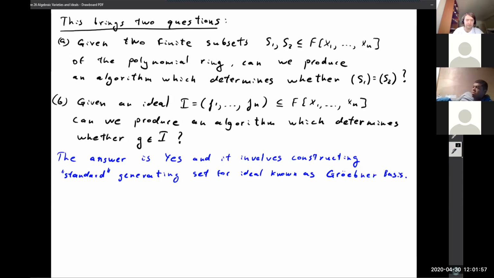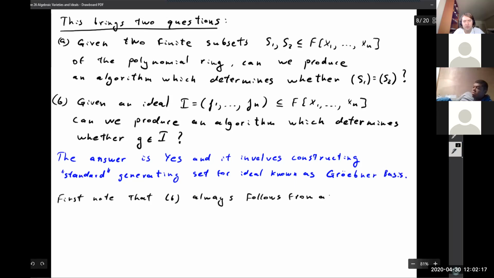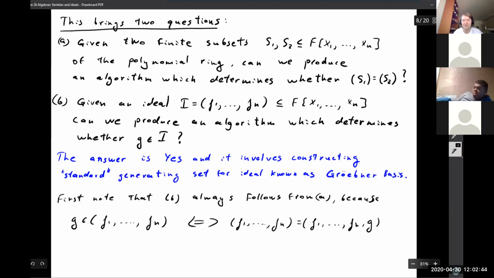Okay, so first note that B always follows from A. And that's because G belongs to an ideal generated by F1 to Fn if and only if the two ideals, namely the one generated by F1 to Fn and the one generated by F1 to Fn and G, coincide, right?